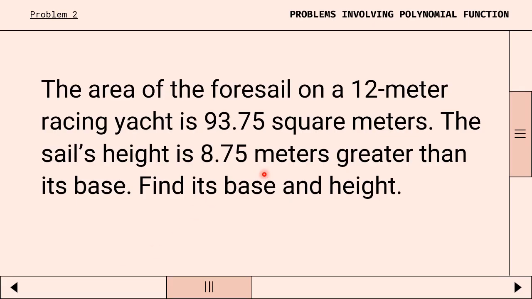Okay, so now let's proceed to our problem number 2. The area of the foresail on a 12-meter racing yacht is 93.75 square meters. The sail's height is 8.75 meters greater than its base. Find its base and height.